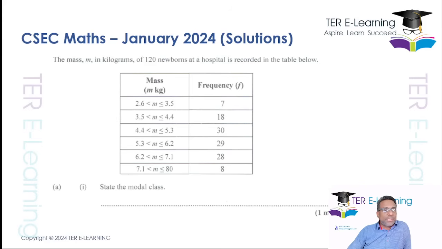So this is question 5, I think it is. The mass in kilograms of 120 newborns at a hospital is recorded in the table below. So we have mass and we have frequency. State the modal class. Your mode is the one that occurs most frequently. When you look at the data here, 30 is the highest frequency. So the modal class is actually 4.4 and it goes up to 5.3 here. So 1 mark for identifying the modal class. That's it.